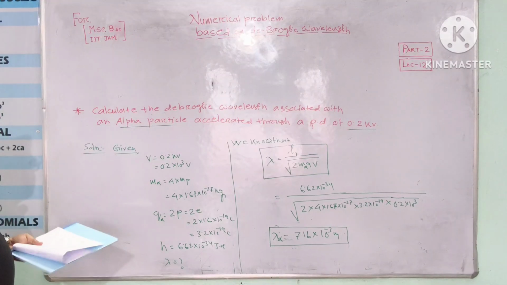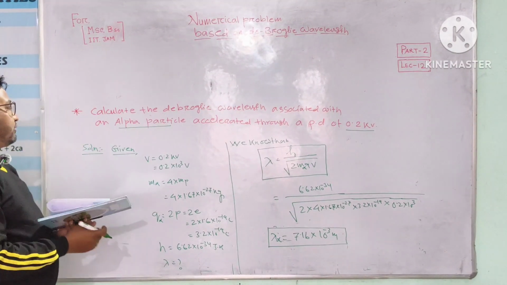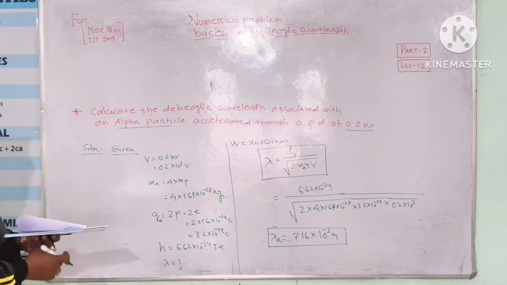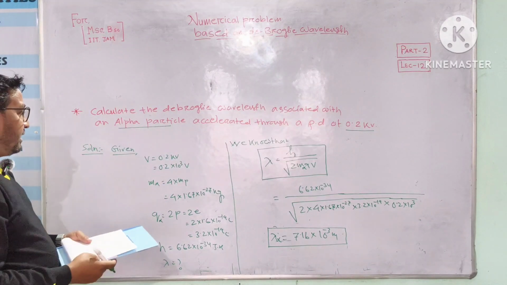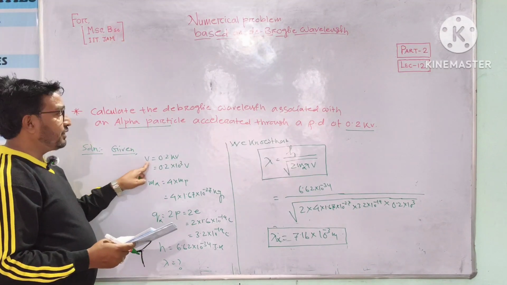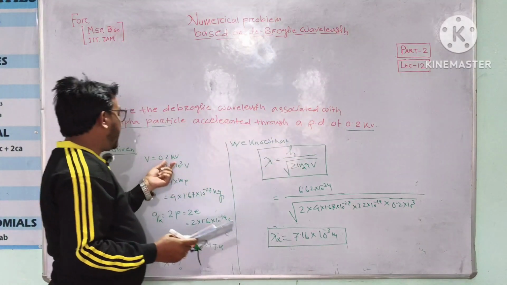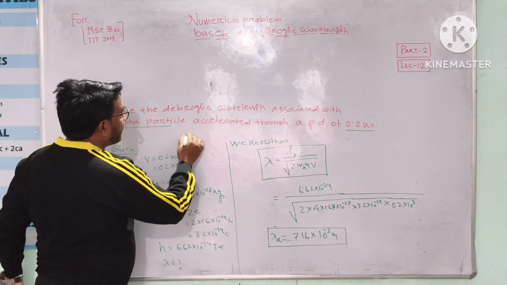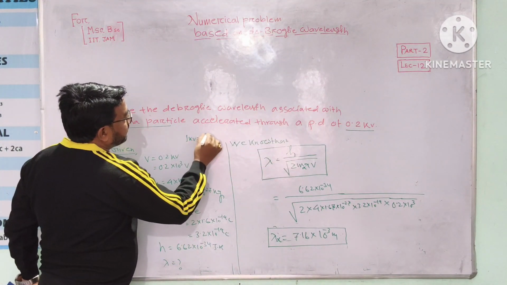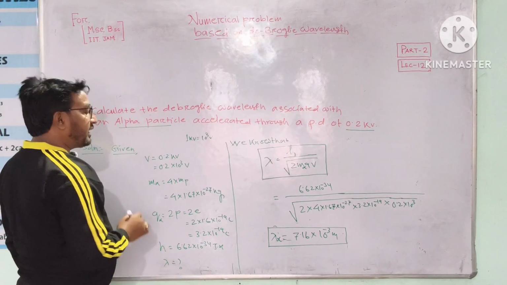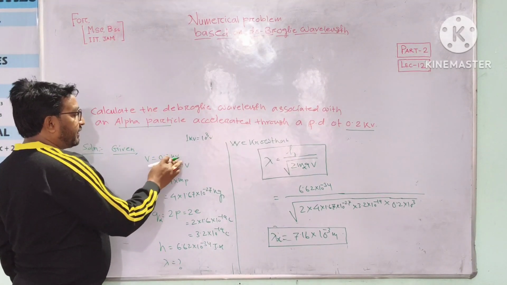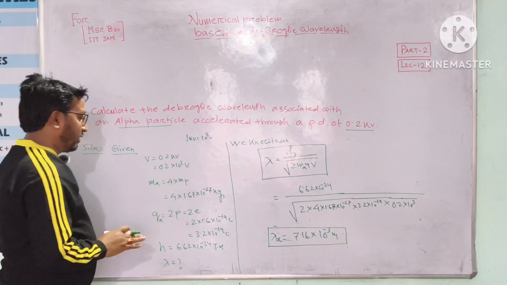The statement of this question: calculate the de Broglie wavelength associated with an alpha particle accelerated through a potential difference of 0.2 kV. Our first data is potential difference V equal to 0.2 kV, and 1 kilovolt equals 10 cube volt, that means 1000 volts. So 0.2 kV equals 0.2 into 10 to the power 3 volt.